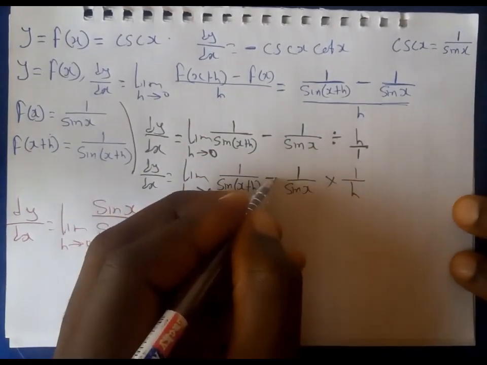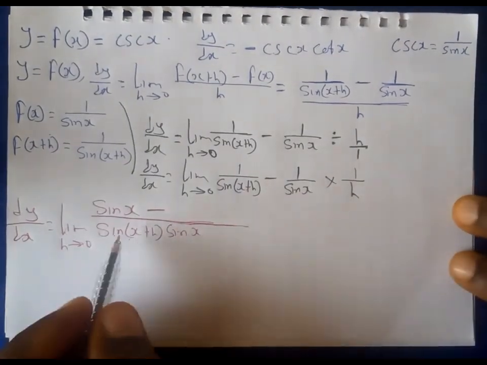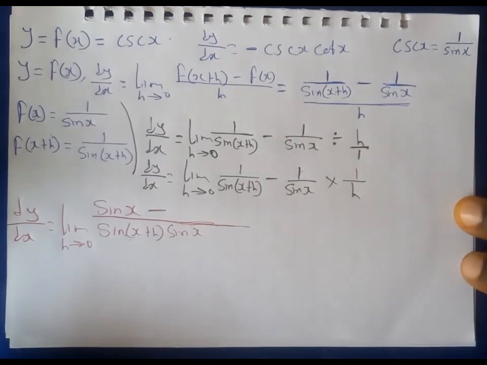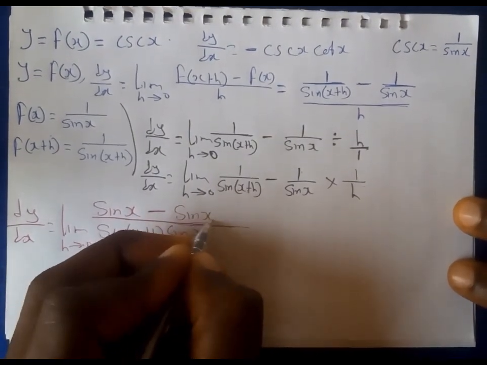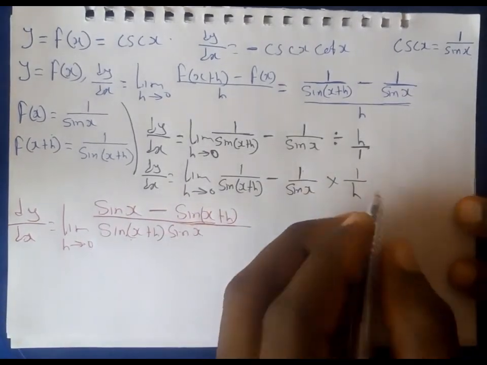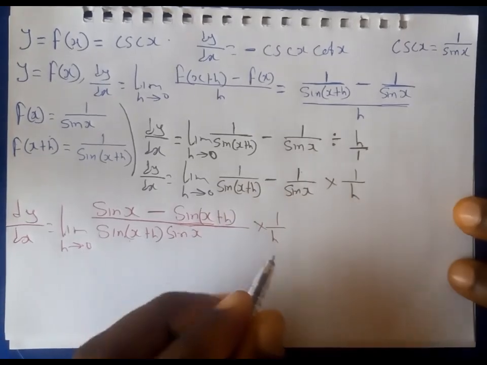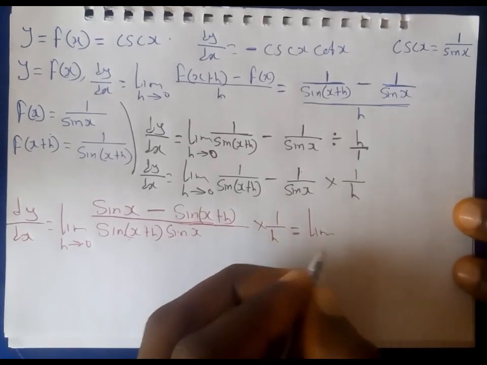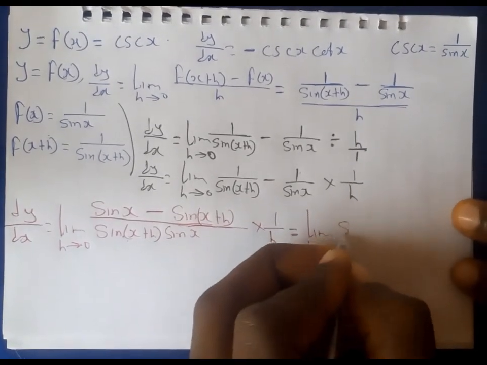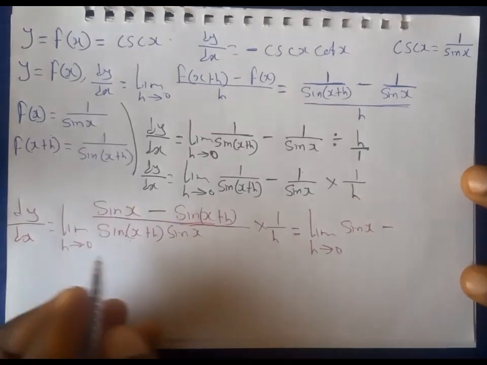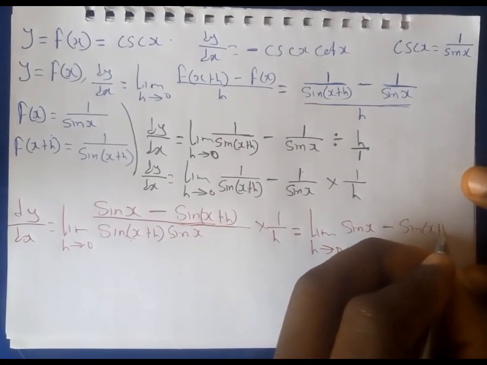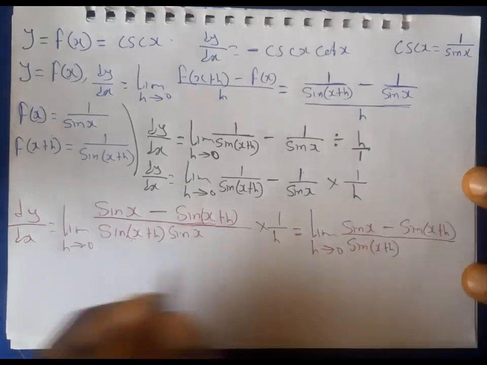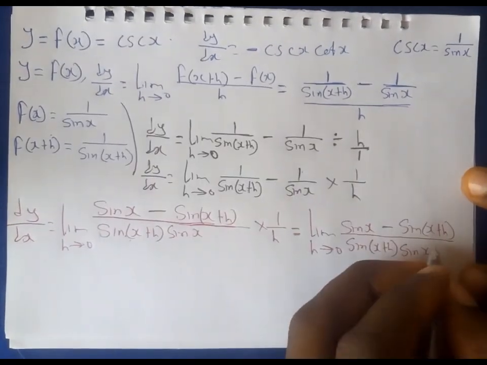Then we have the sign connecting them, which is minus. Sine of x in this entire expression gives us sine x plus h. Multiplying by its numerator gives us sine x plus h back. So we have minus sine x plus h. Then we have times 1 over h. Now at this point, this h can multiply this. So we have the limit as h approaches 0 of sine x minus sine x plus h, then entirely divided by sine x plus h, then times sine x, then again times h.